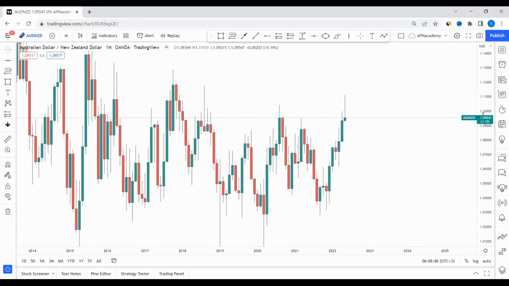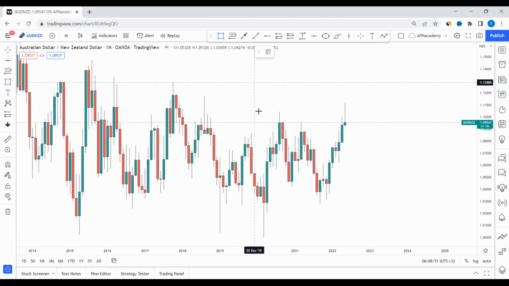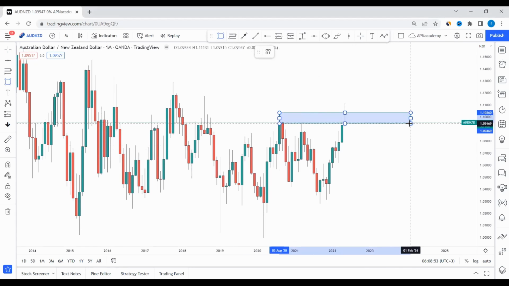Now, looking at monthly, what do we observe? We observe that we have approached a very strong level of turning point. So why is it a strong level of turning point? Because the price was pushed down there. It came here again, it was pushed down. And again, we have approached that same area.